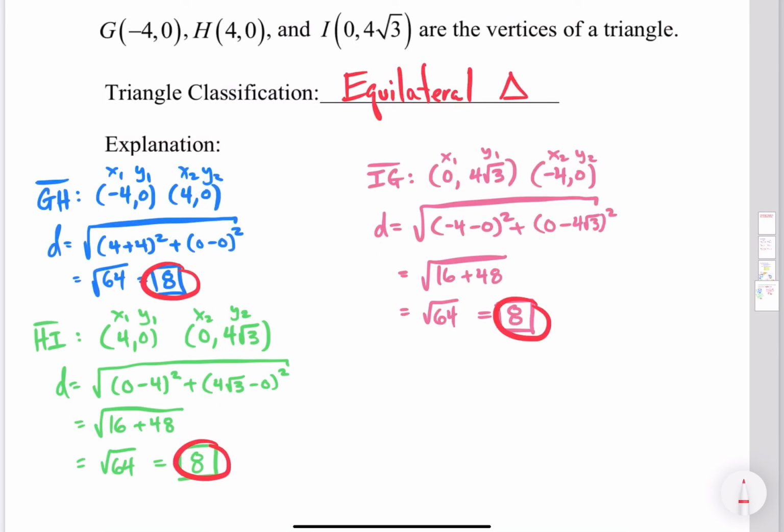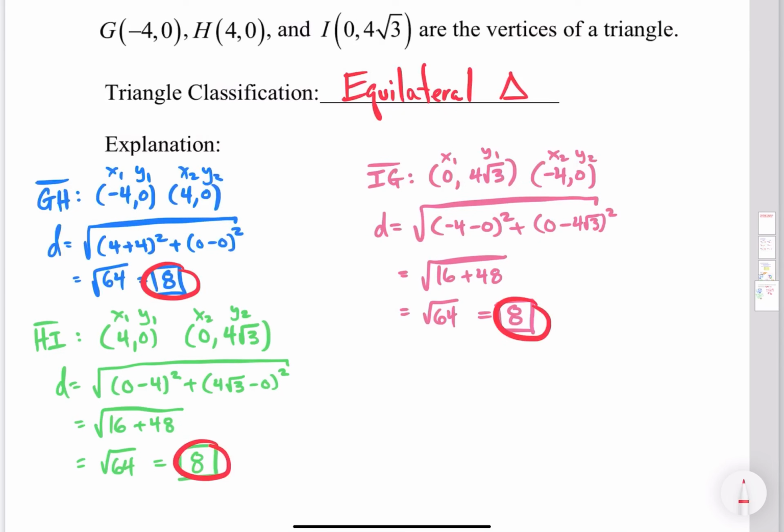Now, we don't need to classify if it's a right triangle or an obtuse triangle, because we already know that an equilateral triangle has to be an acute triangle, because all three angles are going to end up being 60 degrees. So that you don't need to prove.